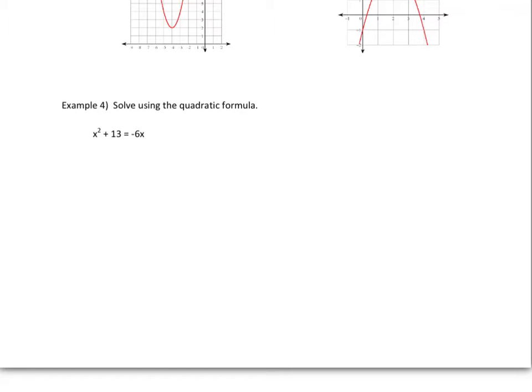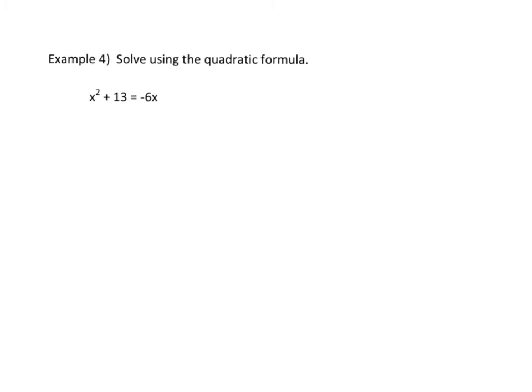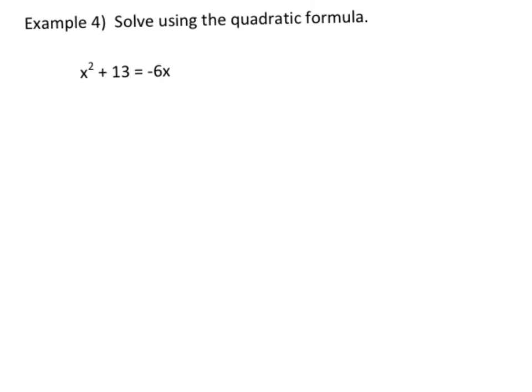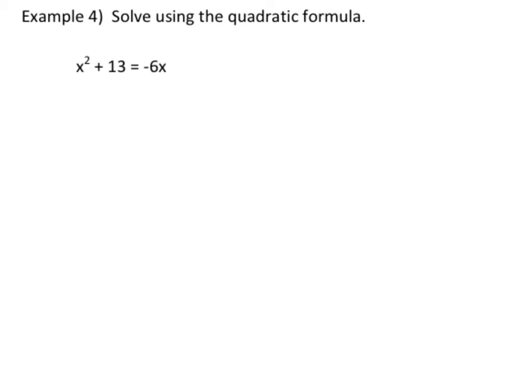Lesson 8.5, Video 6. So let's put this all together. Solve using the quadratic formula. Alright, well first and foremost, we have to make sure it's in standard form, which it is not. So we add 6x to both sides, and we get x squared plus 6x plus 13 equals 0.